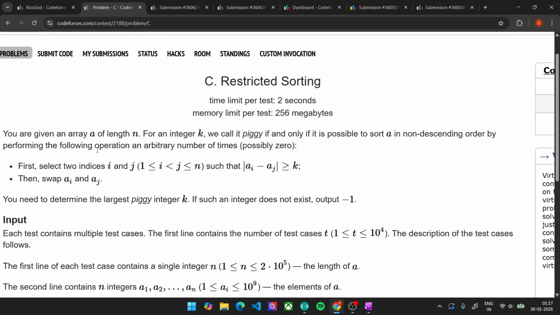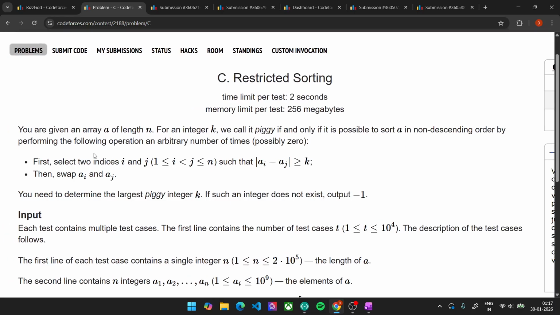Yeah. So let's read the third question. We are given an array of length n, and for an integer k, we call the array piggy if and only if it is possible to sort a in non-descending order. That is, we just have to sort the array, by performing the following operation any number of times.